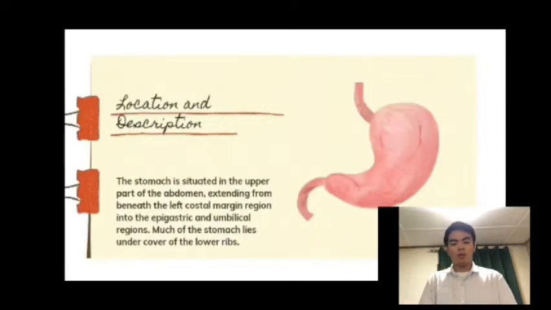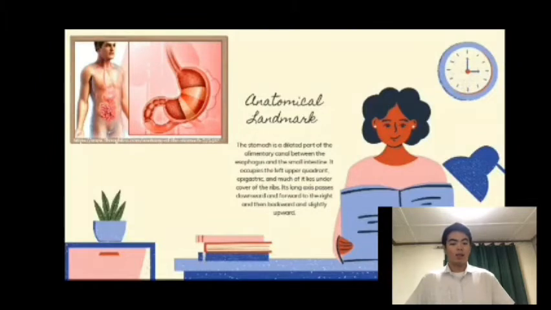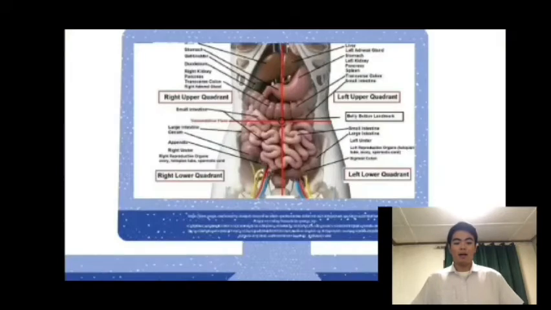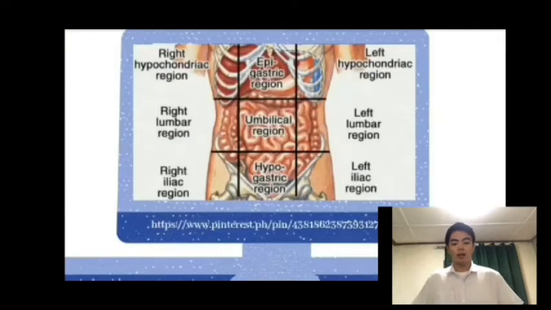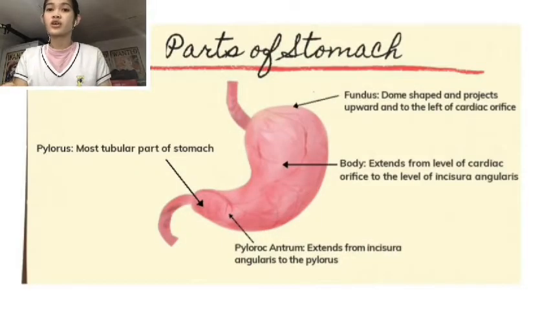The four key components of gastric digestive functions are its function as reservoir, acid secretion, enzyme secretion, and its role in gastrointestinal motility. And its anatomical landmark is that the stomach occupies the left upper quadrant, epigastric, and much of it lies under the cover of the ribs. Its long axis passes downwards and forward to the right and then backward and slightly upward. At this junction, let us now move on to the parts of the stomach.